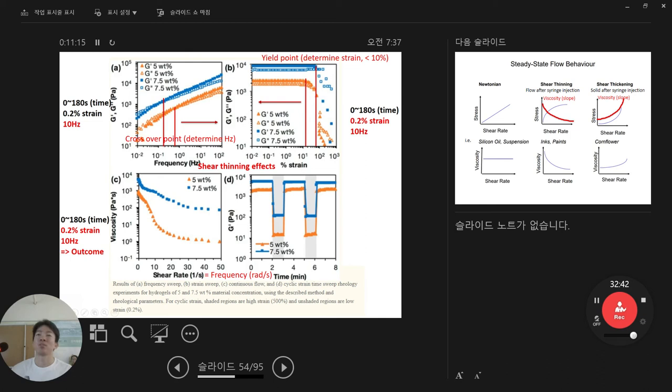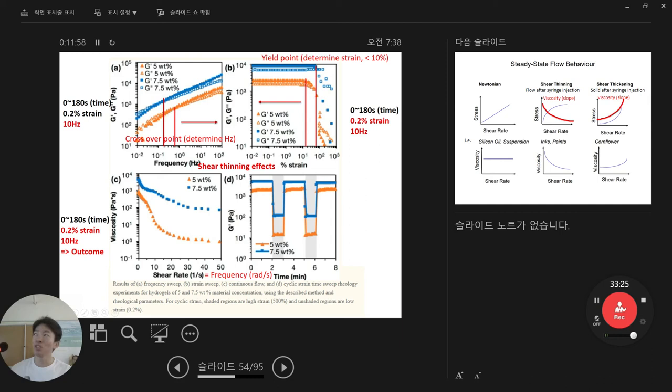Okay? And then you can see G prime and G double prime, depending on the percentage of the gel, they shift, right? So we can say this is a crossover point. So why do you have to determine this crossover point? Because you have to use the crossover point to determine the hertz frequency for other parameter studies. So first, according to the literature, you determine the strain, let's say gamma 0.2. And then you do the frequency sweep.